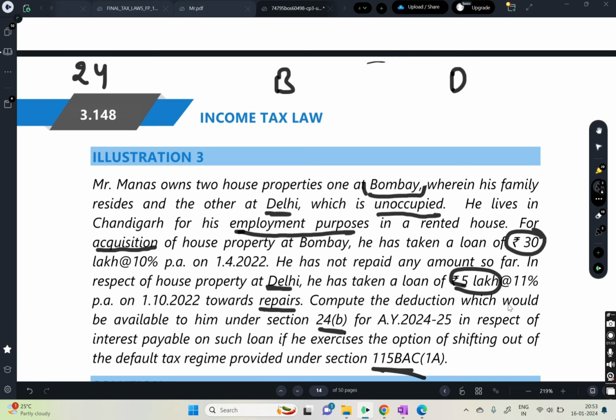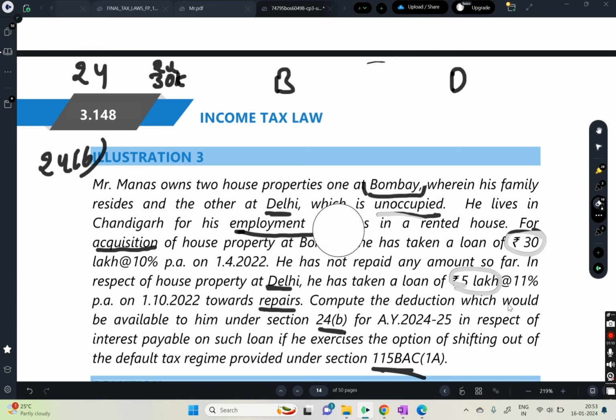See, section 24 talks about the deductions. Section 24B talks about the interest on borrowed capital. Now remember, what is the maximum ceiling limit of interest for the self-occupied properties? 2 lakh. So for repairs, how much? 30,000. For construction, 2 lakhs.